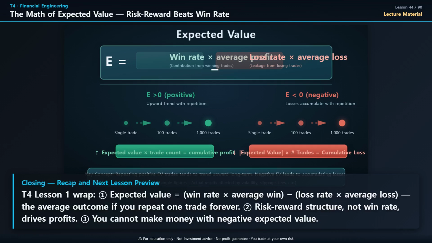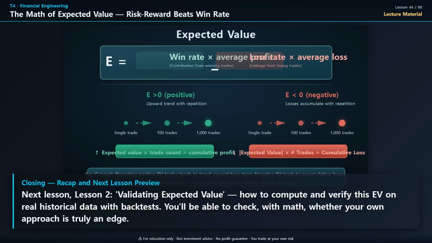T4 Lesson 1 wrap: expected value equals win rate times average win minus loss rate times average loss, the average outcome if you repeat one trade forever. Risk-reward structure, not win rate, drives profits. You cannot make money with negative expected value. Next lesson, Lesson 2, Validating Expected Value. How to compute and verify this EV on real historical data with backtests. You'll be able to check, with math, whether your own approach is truly an edge.